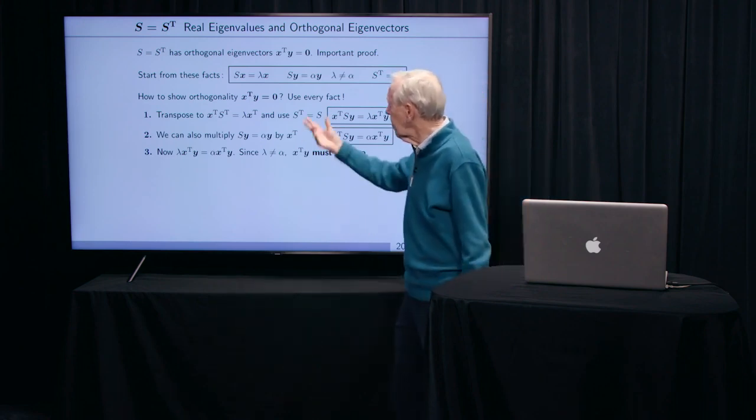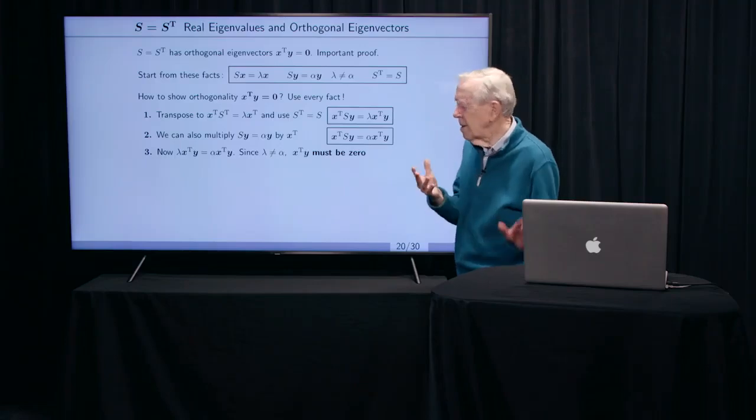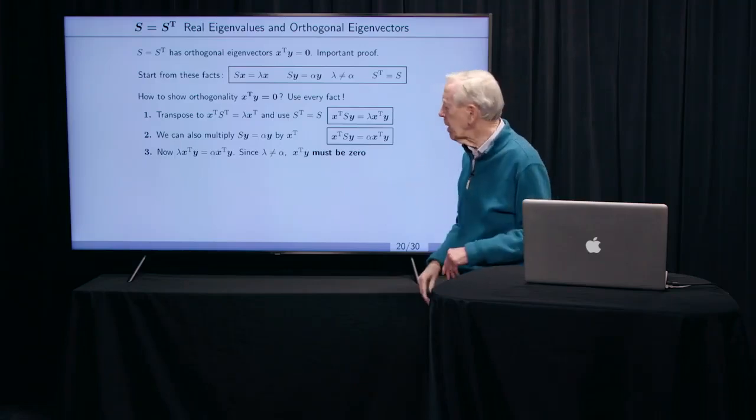Okay, I start with what I know. What I know is in that box. Sx is lambda x, that's one eigenvector. That tells me the eigenvector y. This tells me the eigenvalues are different, and that tells me the matrix is symmetric. I'm just going to juggle those 4 facts, and I'll end up with x transpose y equals 0. That's orthogonality. Okay, so I'll just do it quickly, too quickly.